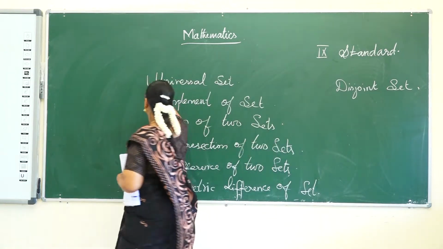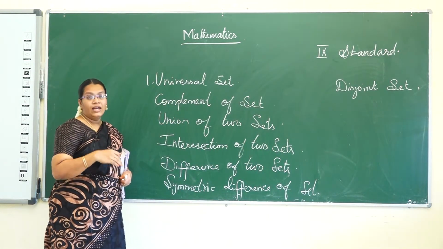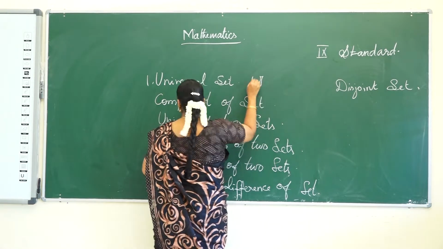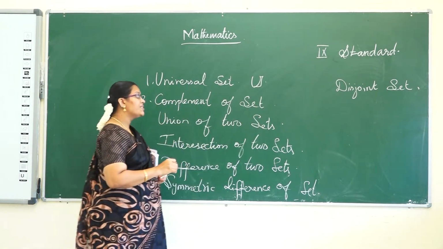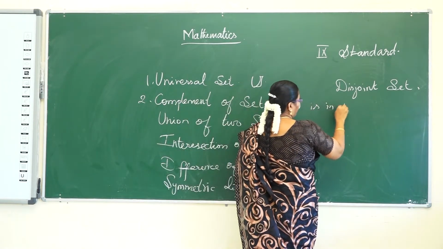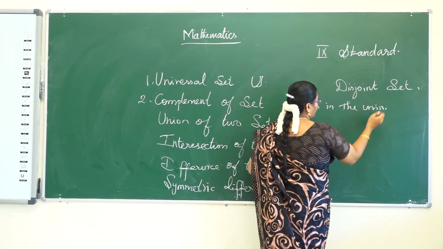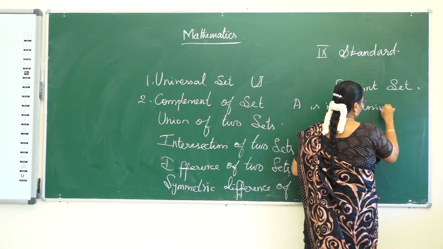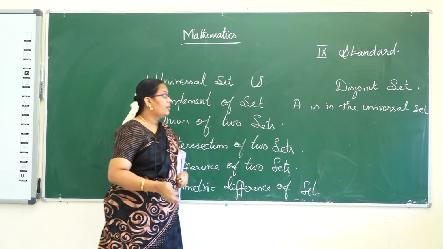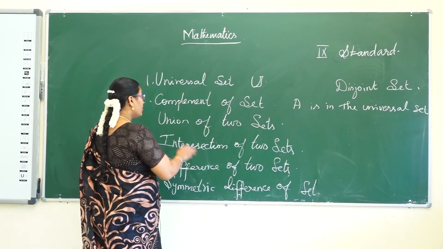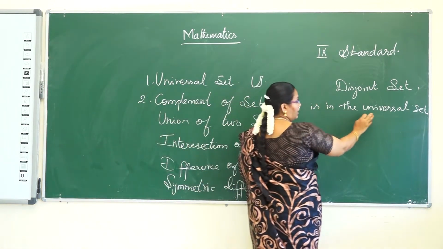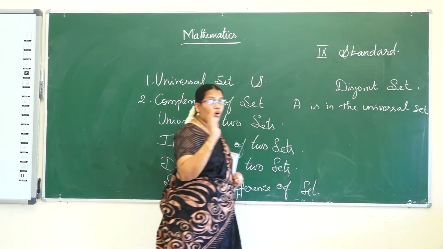The first one, universal set means set of all the elements considered under the universal set. It is denoted by U. And second one, complement of set. Complement of set means set of all the elements in the universal set that is not in A. That is called the complement of a set A. So complement of set A is the universal set elements that are not in set A.